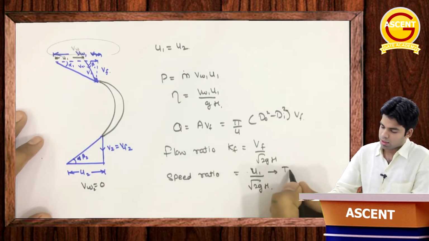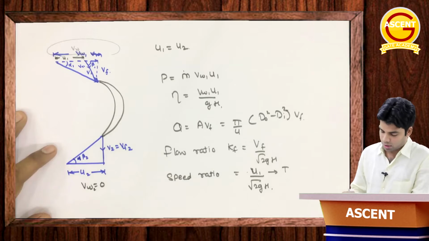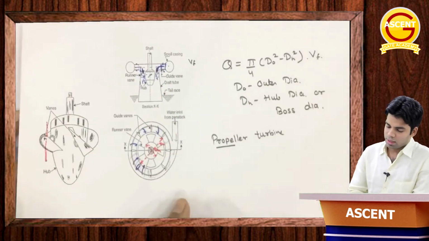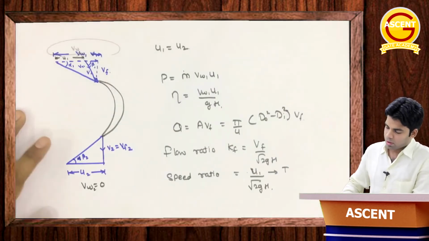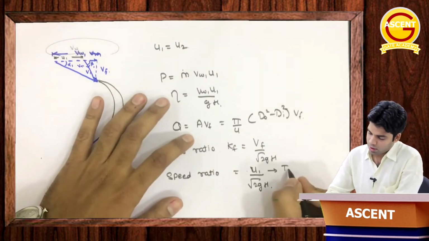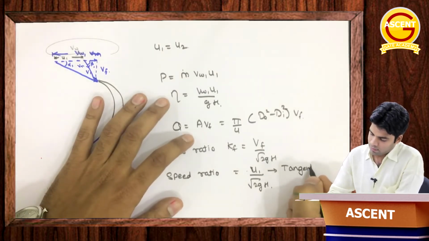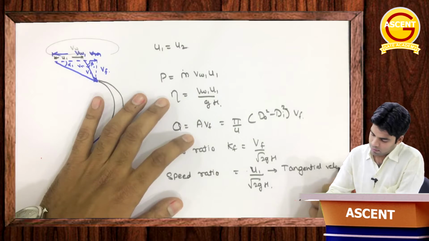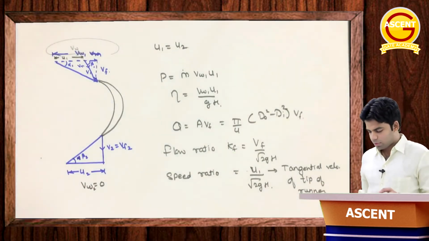This U1 is taken as the tangential velocity of the tip of the runner, okay. We are taking this velocity as the tip velocity, okay. This U1 is the tangential velocity of the tip of the runner, okay. So this is all about Kaplan turbine, very simple.